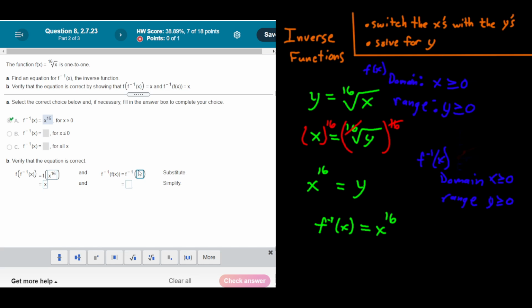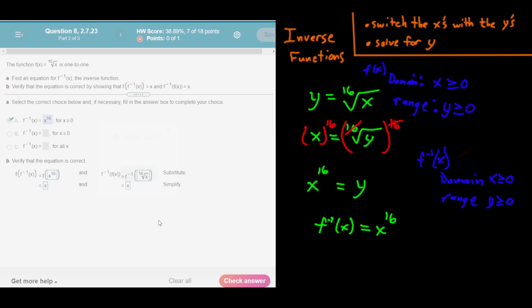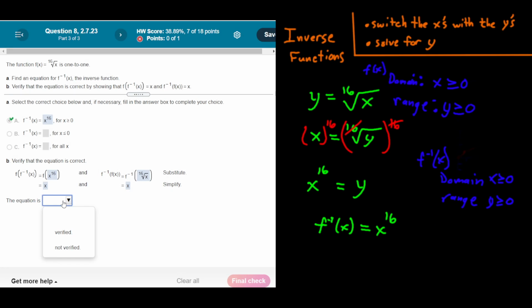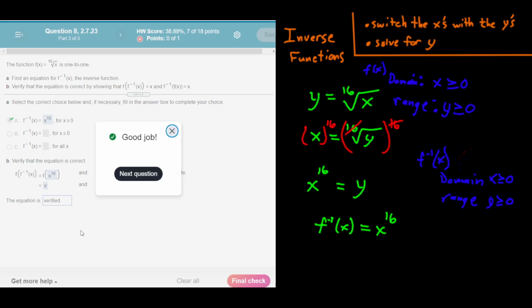This is asking you, see, we have f negative 1 of the function. So what is the function? The function is the 16th root of x. Remember, that was the original f of x. Just put that in there. So 16th, we have an x, and we should get an x right here because they are inverses of each other. Nice work. Save yourself some time. The equation is verified. Yes, it is. It better be. All right, good job.